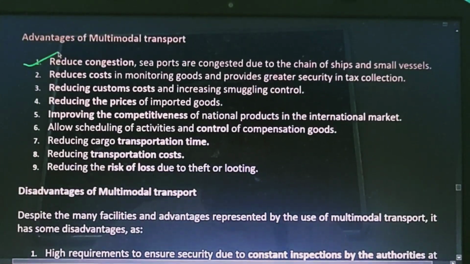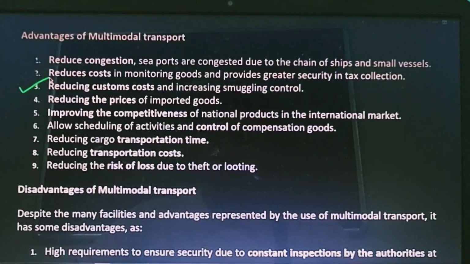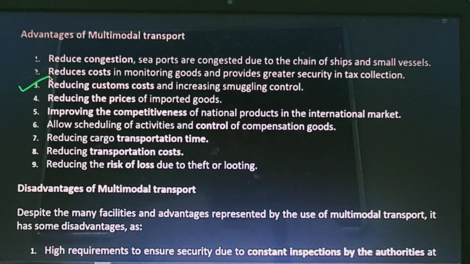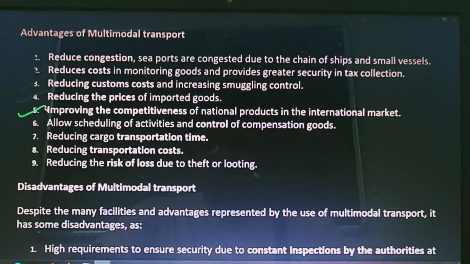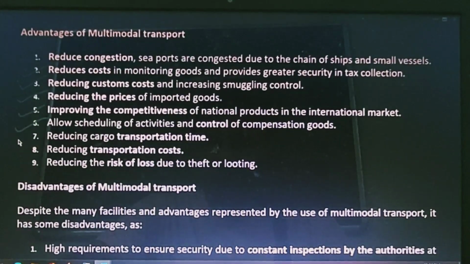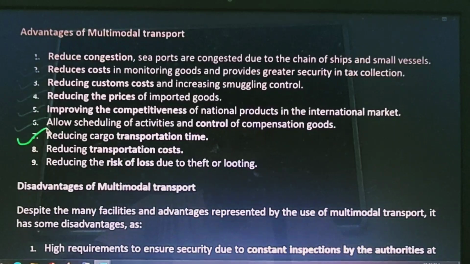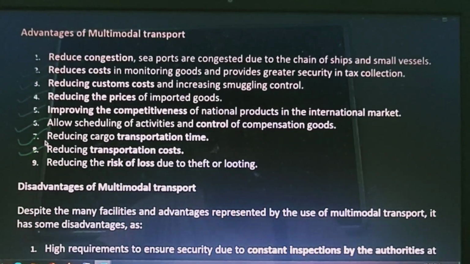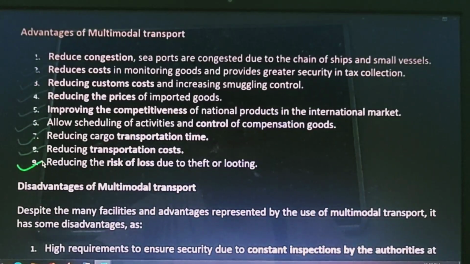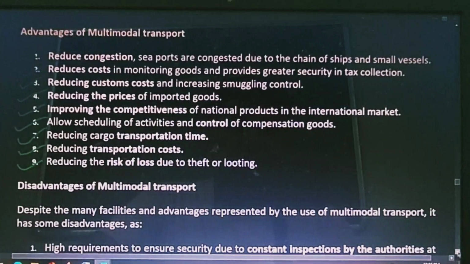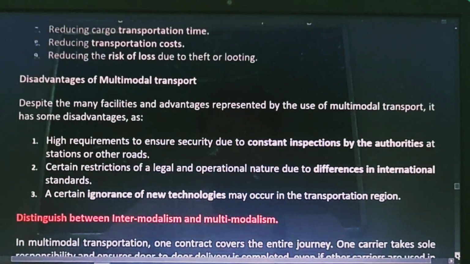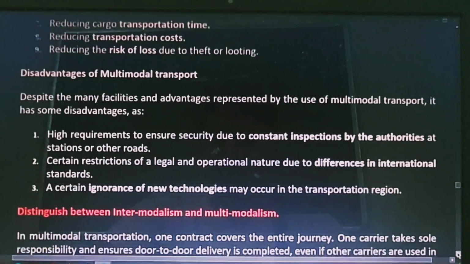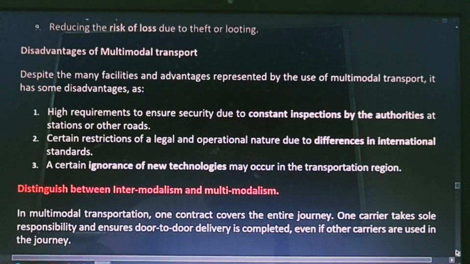It reduces the congestion, it reduces the cost, it reduces the custom costs and increases smuggling control. Then it reduces the prices of imported goods. It improves the competitiveness of the company. It allows scheduling of activities and better control and timely exportation and import of goods. And it also reduces transport cost and also it reduces the element of risk. तो क्योंकि मल्टी मॉडल में एक से ज़्यादा ट्रांसपोर्टेशन हम लोग यूज़ करते हैं, तो import or export में we have to use more than one transport. That is obvious. So it is not possible for single transport से नहीं होगा.